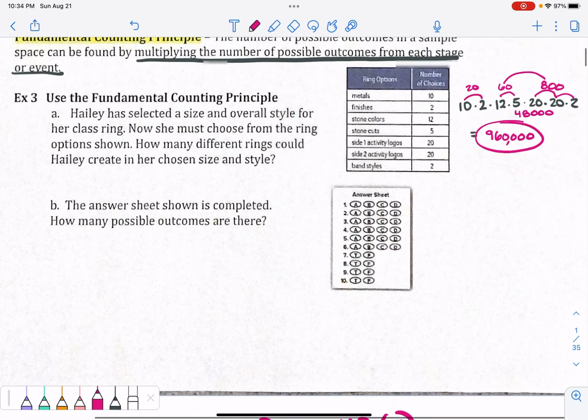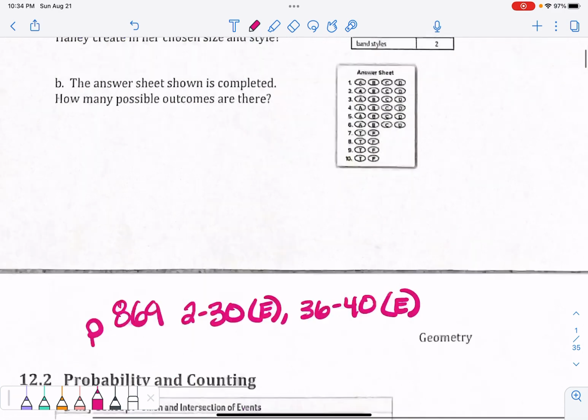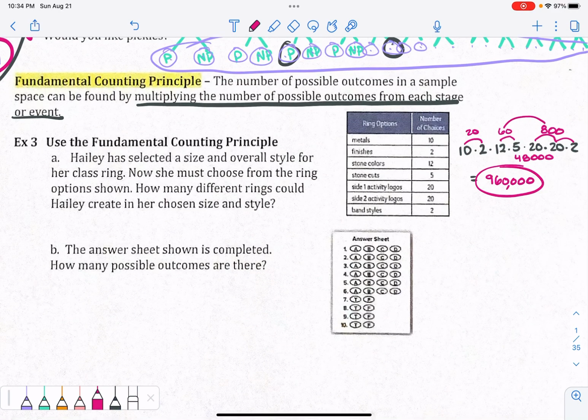Holy cow. Okay. Part B, last one. Is this the last one? Yeah. Last one. The answer sheet shown is completed. How many possible outcomes are there?